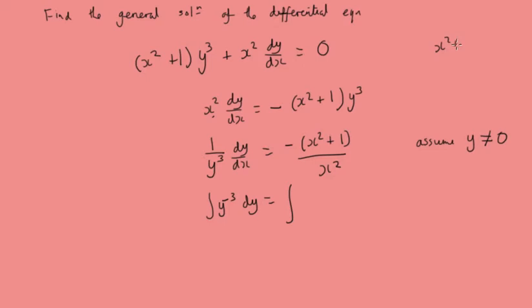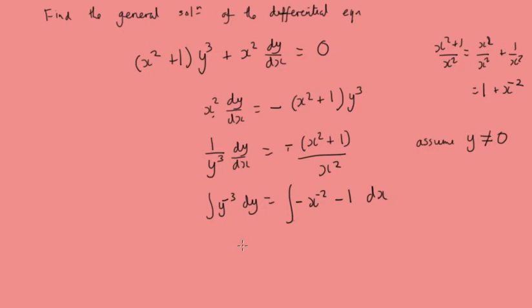We've got x squared plus 1 over x squared. This can be rewritten as x squared over x squared plus 1 over x squared, which is 1 plus x to the minus 2. So we're going to use this in here, but remember there's a minus here. So we've got minus 1 plus x to the minus 2 dx.